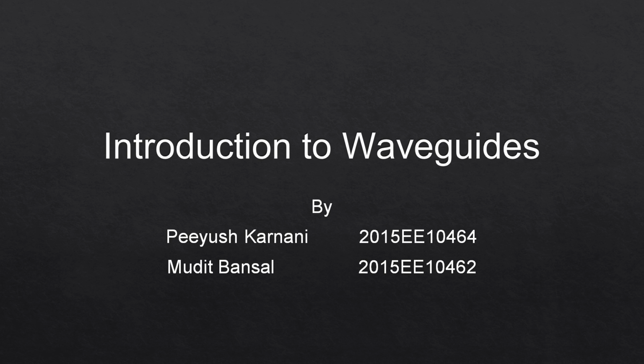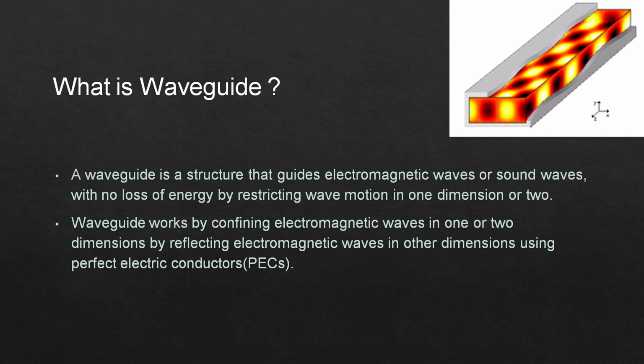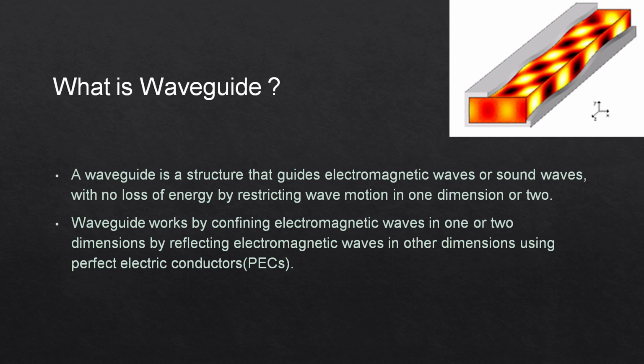Today in this video we are going to talk about waveguides. So let us begin. What is a waveguide? A waveguide is a structure which guides energy waves such as electromagnetic waves or sound waves with no loss of energy by restricting wave motion in one dimension or two.